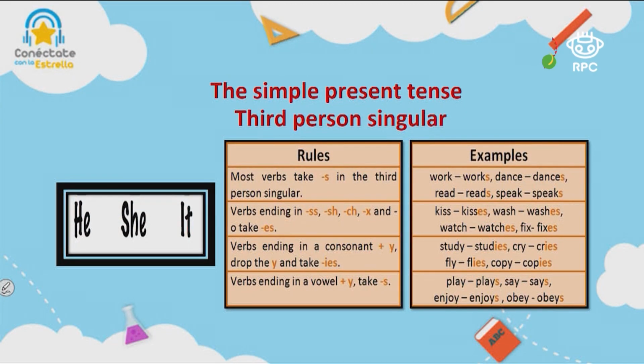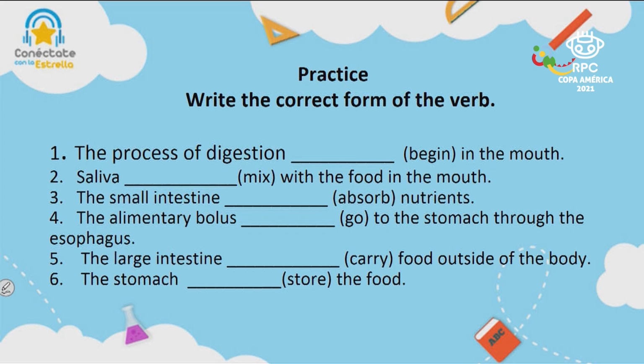When we are working with the third person singular, remember he, she, and it. Verbs ending in a vowel plus Y take S. For example, play becomes plays. Say, says. Enjoy, enjoys. Obey, obeys. Okay? So here, let's practice what we have learned about this.